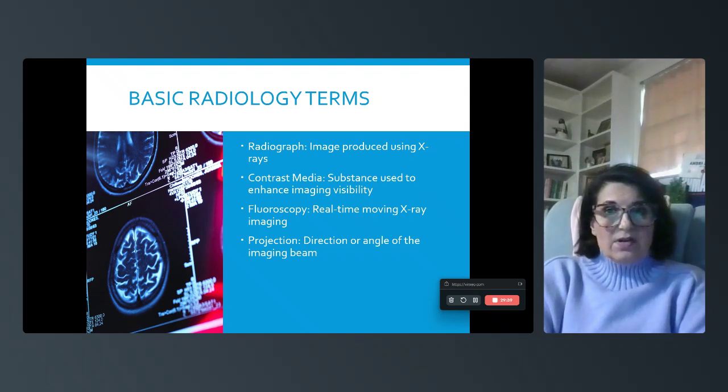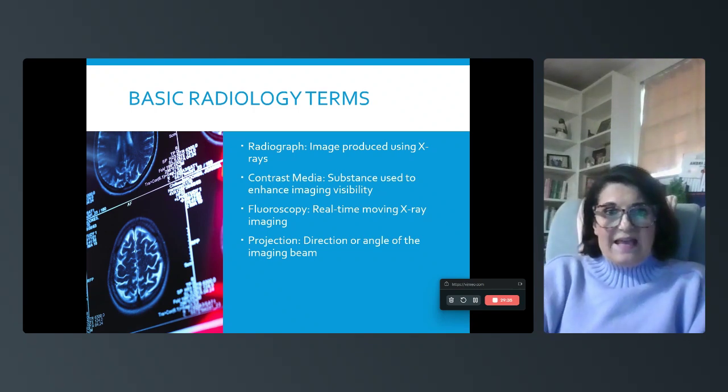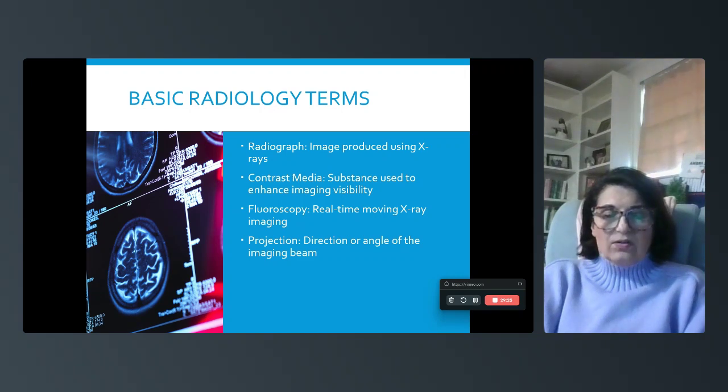Contrast media, you'll hear a lot about that when coding. It's a substance used to enhance imaging visibility. A fluoroscopy is a real-time moving X-ray image, and then a projection is a direction or angle of the imaging beam. So, the projection is when it projects out, that's the image that you see.